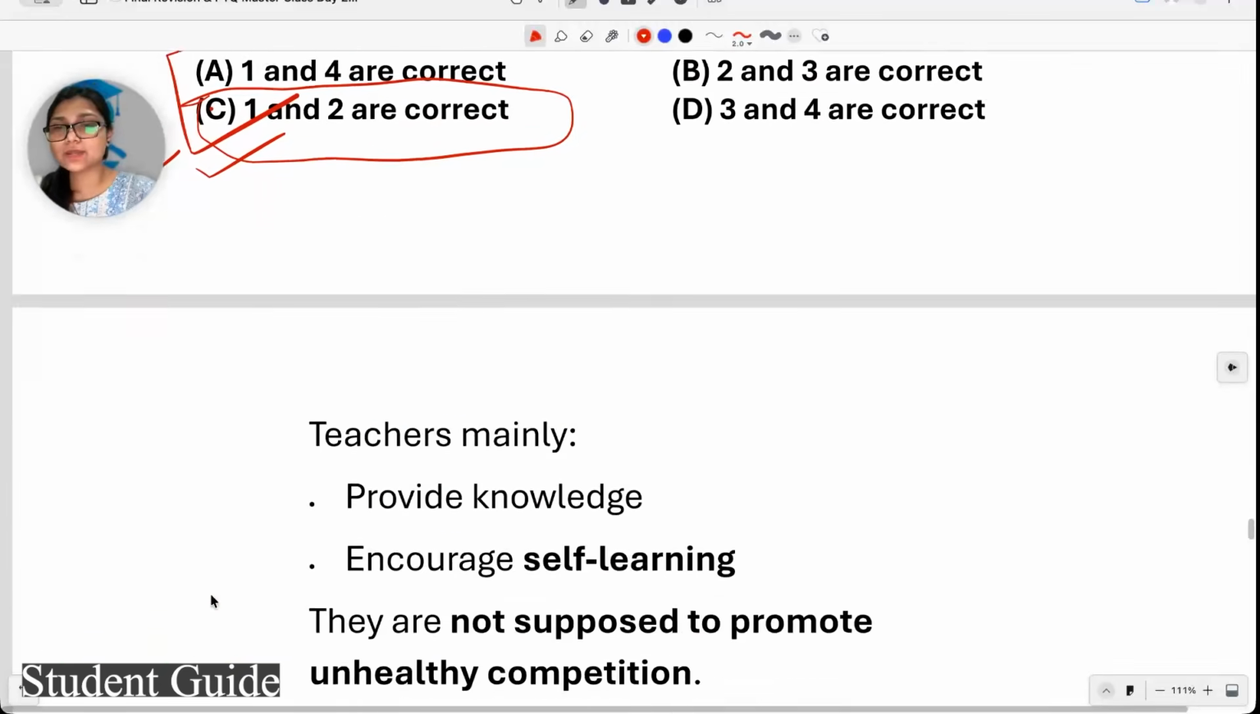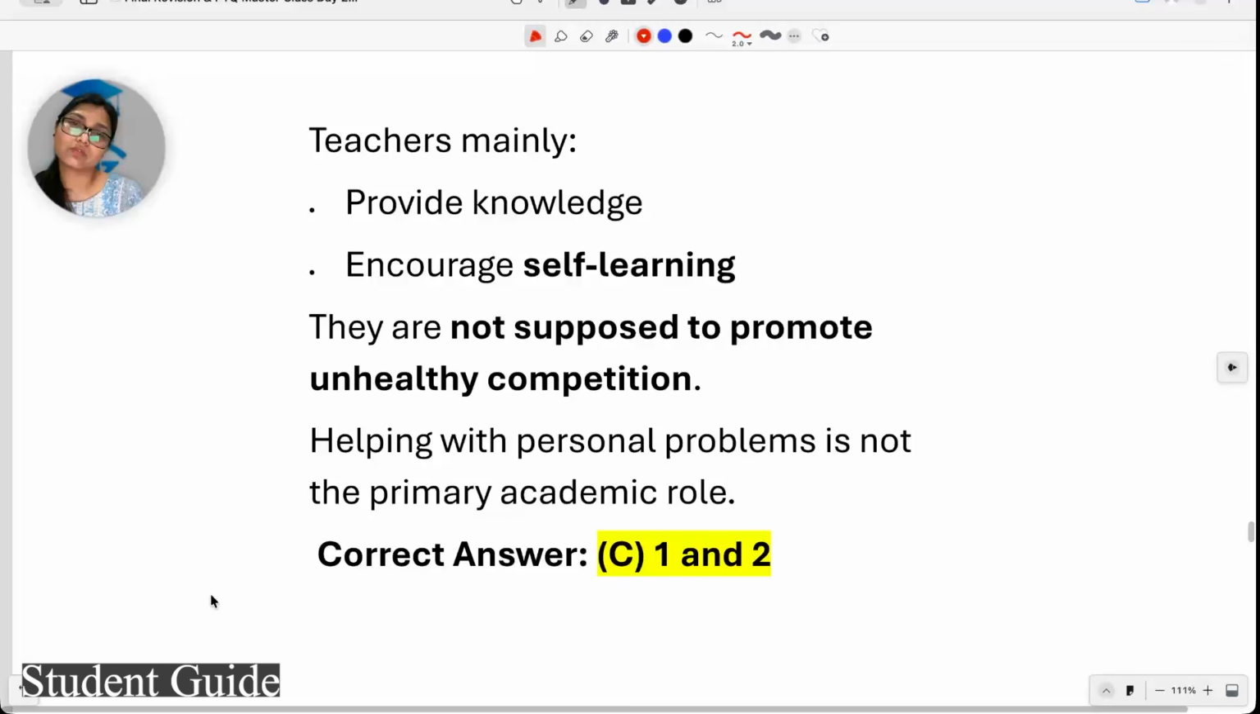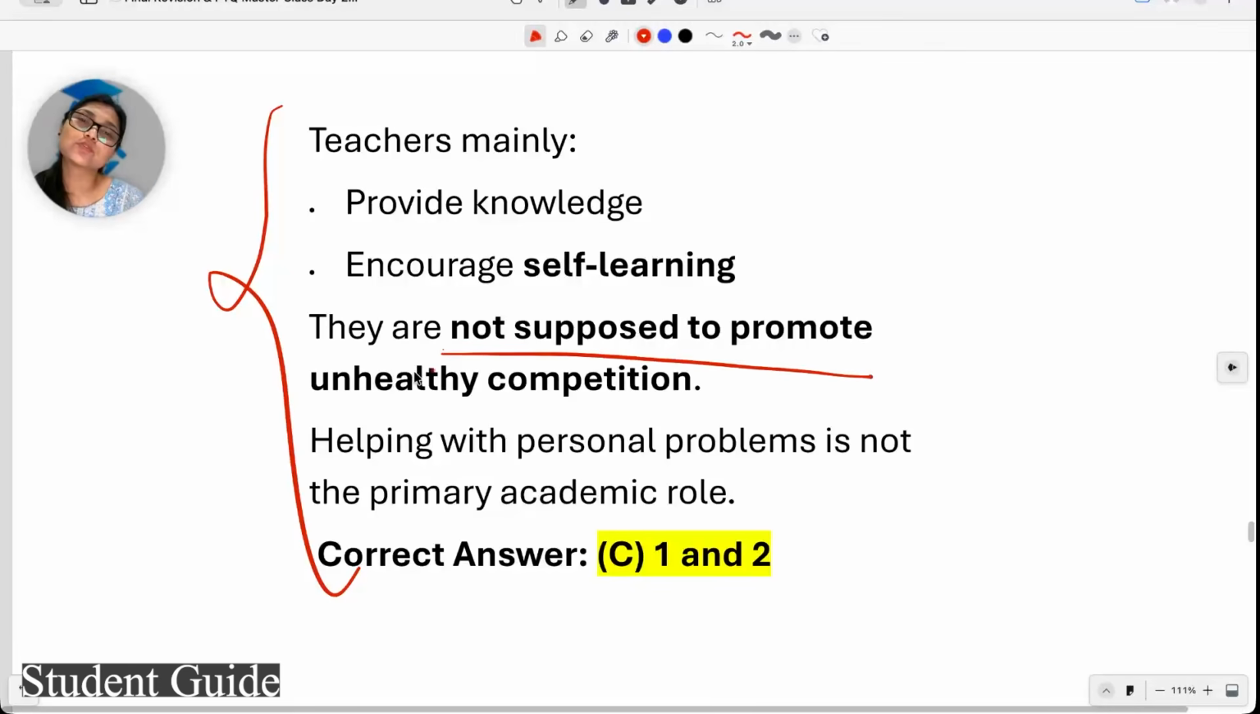And we have an explanation slide also, which we have already explained. You can go through this slide. You need to remember that teachers are not supposed to promote unhealthy competition in higher education. Not only in higher education, everywhere you cannot promote unhealthy competition. If there is competition, it has to be a healthy one.